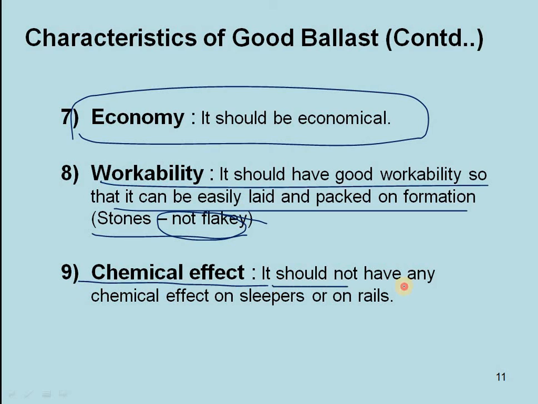And chemical effect: it should not have any chemical effect on sleepers or rails. Chemically reactive ballast materials are not used in railway tracks. It should be free from flaws, salt particles, papers and vegetation. So that's why this ballast material is used. Without this ballast material, there would be no laying of railway lines. It has good bonding strength, and it acts as a support for the railway tracks.